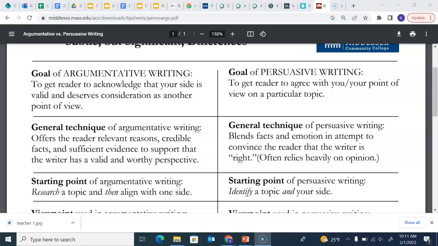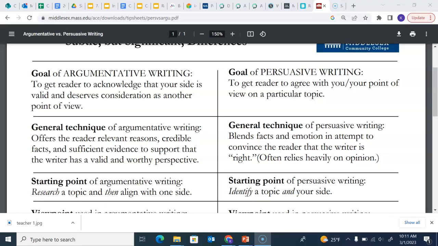The goal of argumentative writing is to get the reader to acknowledge that your side of an argument is valid. So you're not necessarily getting the reader to agree with you, although you would hope that that would be your position and that would be what would happen at the end of the paper. But that's not ultimately the goal.